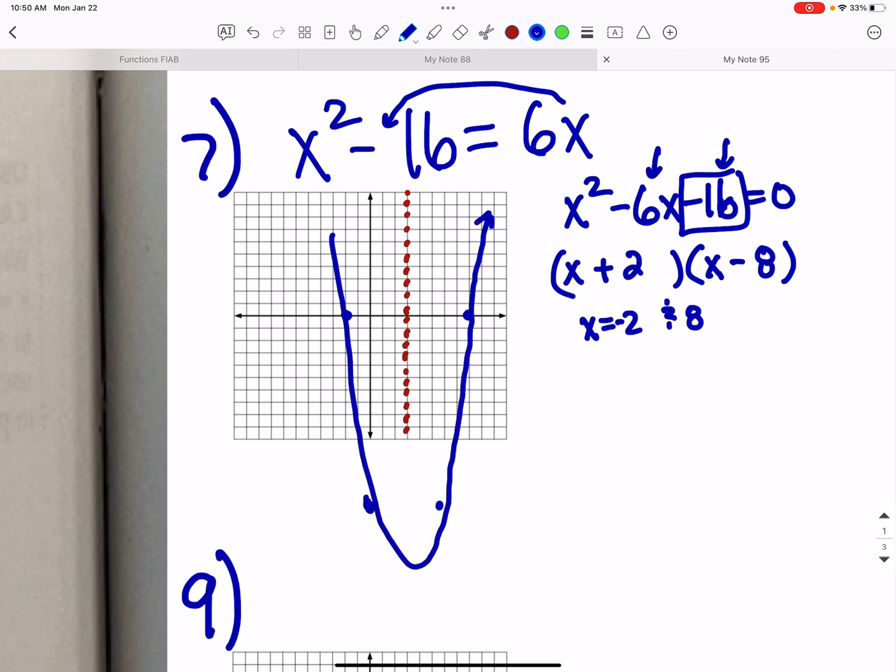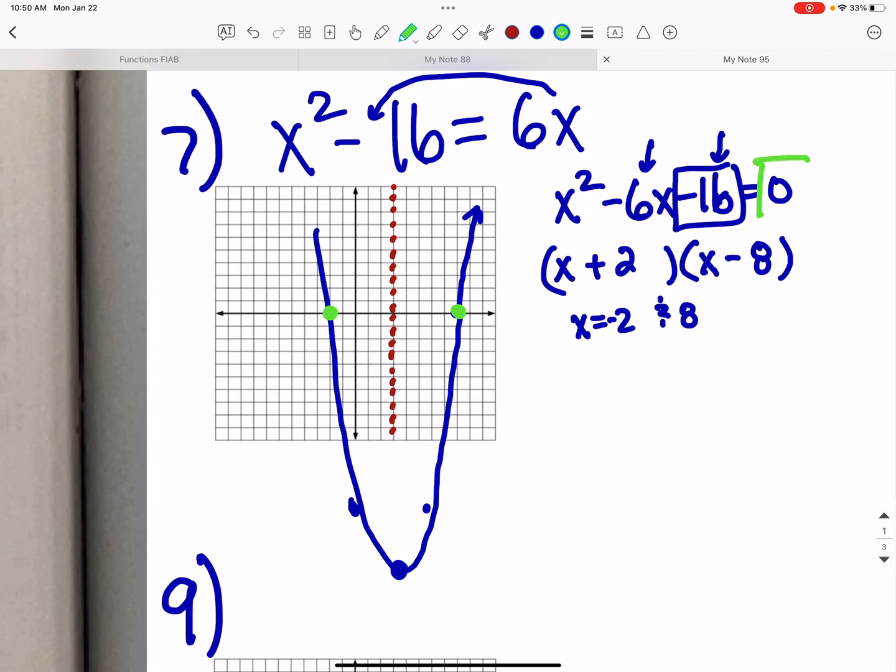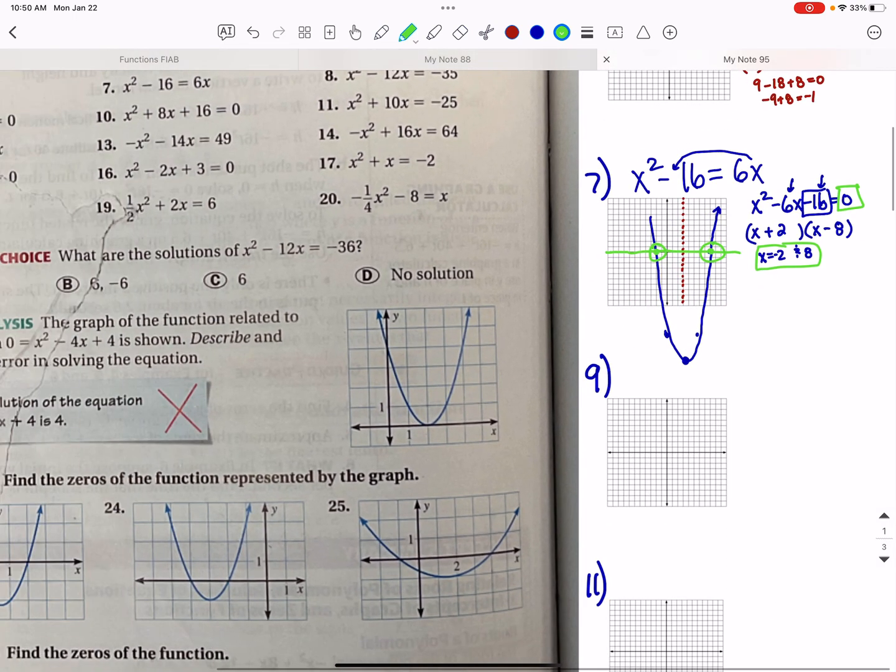Do I care exactly where? Not exactly. What I care about is the two spots where it equals 0, and we kind of got those. So the two spots where it equals 0 are right at -2 and 8. And that's what it looks like on a graph, where it hits the 0 line. Number 9.